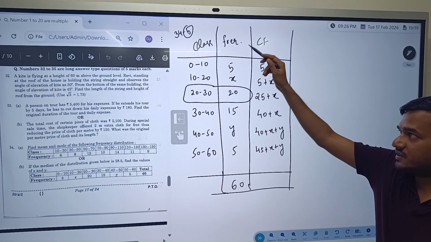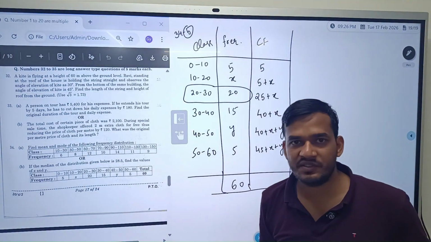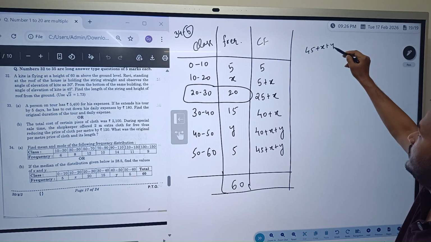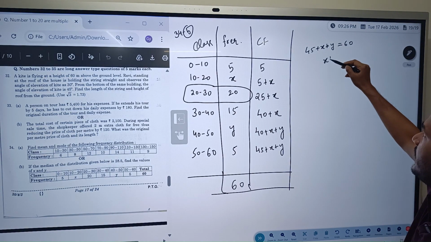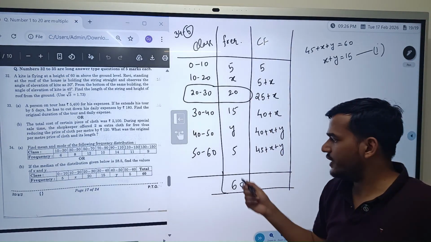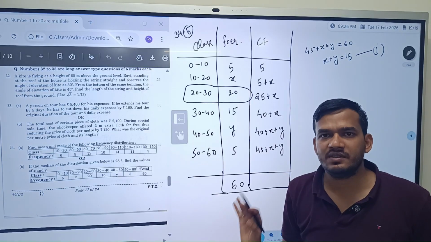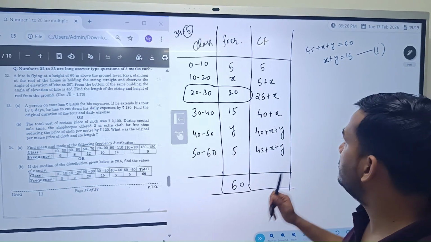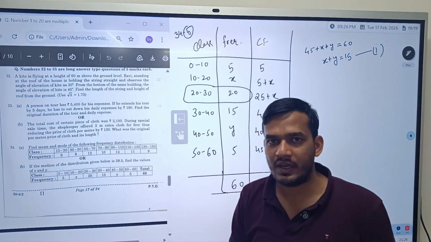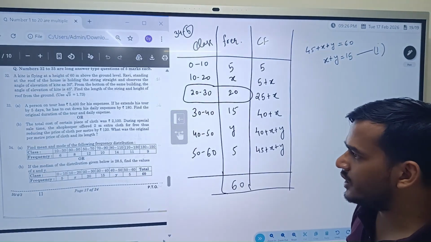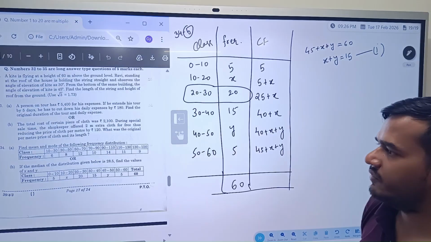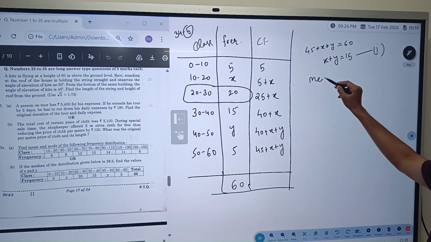Now see, this total frequency is 60. So we can write 45 plus x plus y is equal to 60. From here we get x plus y is equal to 15. This is our equation number 1, which we get simply by adding the frequency. Now the second, see, there are two variables x and y, so we need one more equation to get the value of x and y. So second equation we can get with the help of median value, this 28.5.